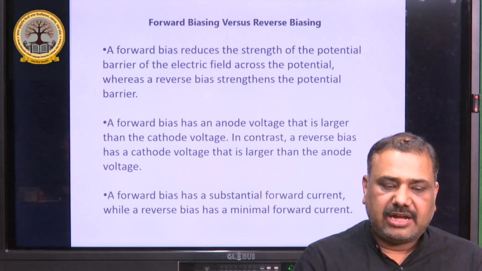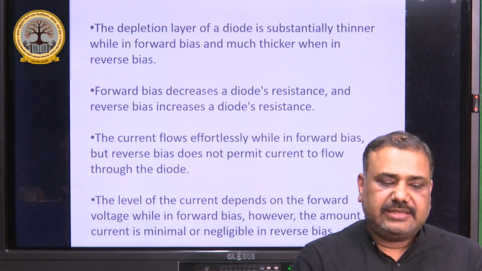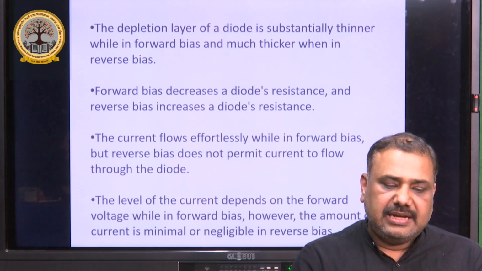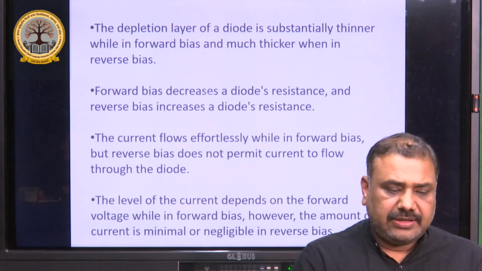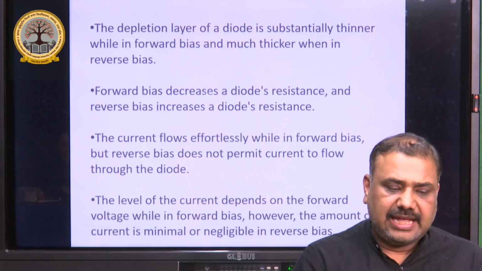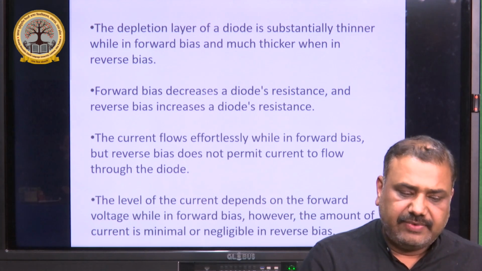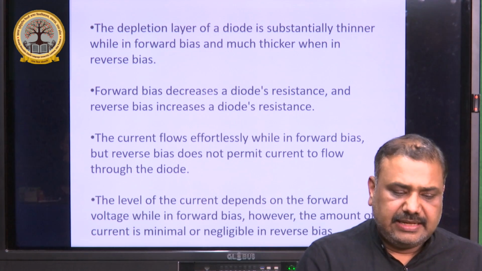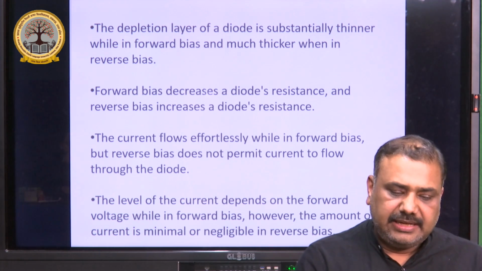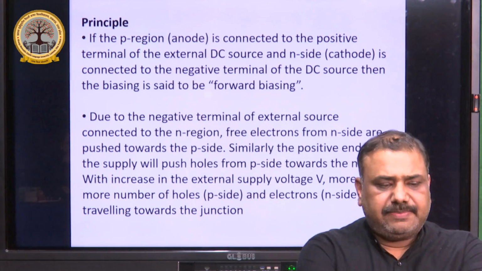A forward bias has a substantial forward current, while a reverse bias has a minimum current. The depletion layer is substantially thinner in forward bias and much thicker in reverse bias. Forward bias decreases the diode resistance and reverse bias increases the diode resistance. The current flows effortlessly in forward bias, but reverse bias does not permit current to flow through the diode. The level of the current depends on the forward voltage in forward bias. However, the amount of current is minimal or negligible in reverse bias.